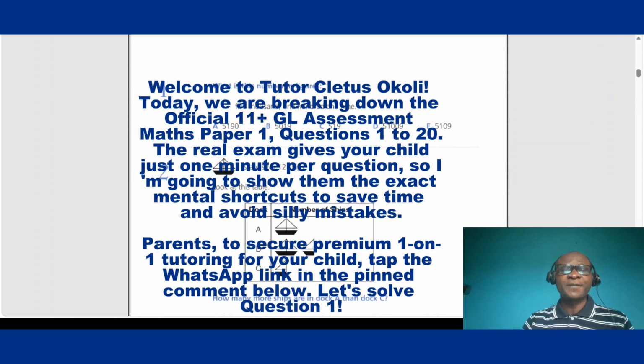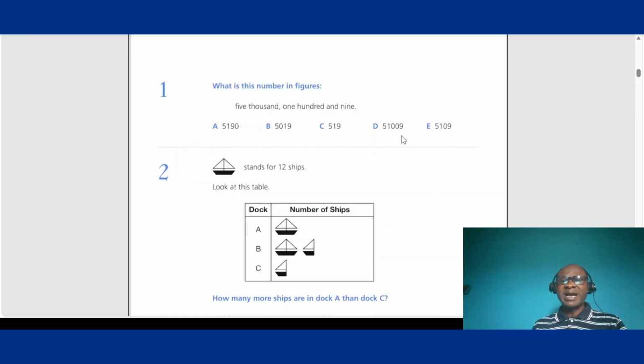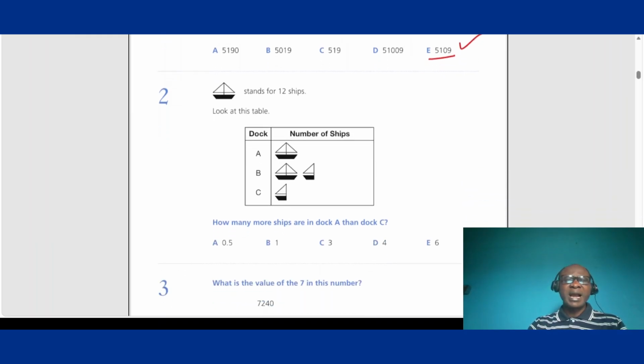Question number 1. What is the number in the figure? 5,109. Correct answer E. 5,109. Question number 2. And we are given the symbol stands for 12 chips.